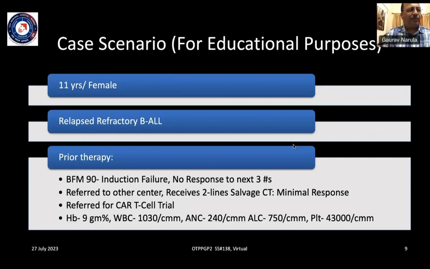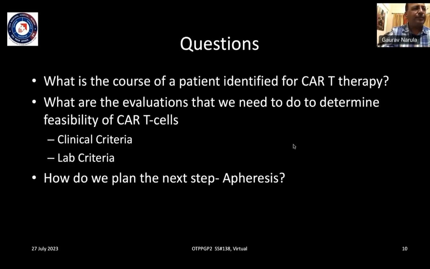So when she came, she had hemoglobin 9, WBC around 1,000, neutrophil counts around 240, lymphocyte count 750, and platelets 43,000. So as you are all well aware, this reflects some kind of pancytopenia, right? Yes, sir. So, okay. So now questions for you. Is Christy there? Yeah.